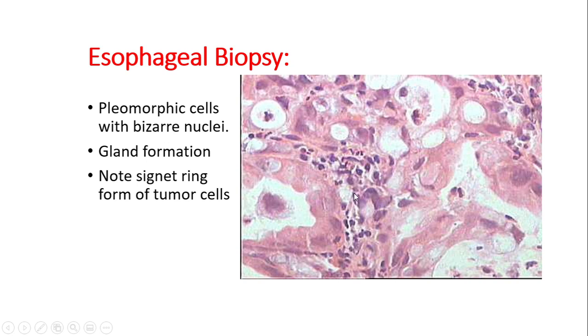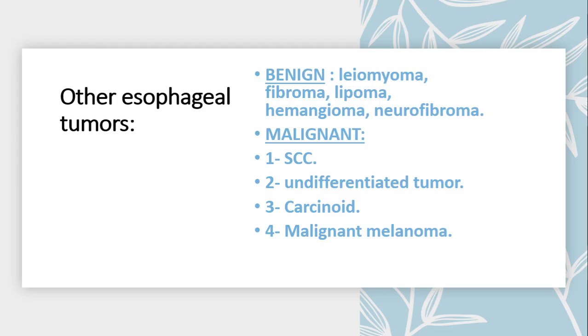Pleomorphic cells in the lower esophagus. These are the squamous metaplastic epithelium. The intestinal metaplastic epithelium, goblet cell forming, and glandular formation. The cells are bizarre looking with pleomorphic nuclei and glandular formation.